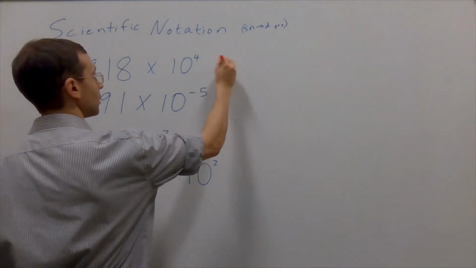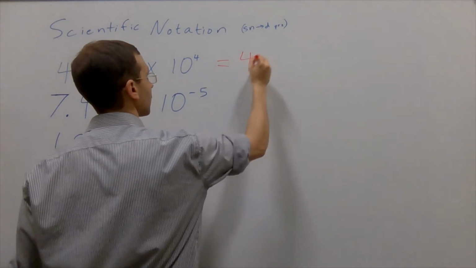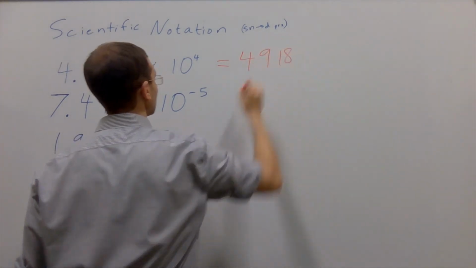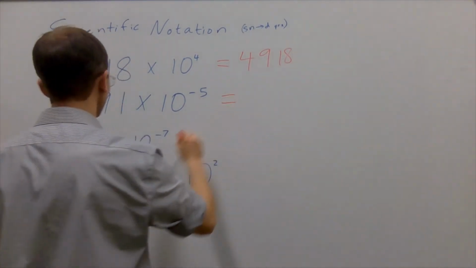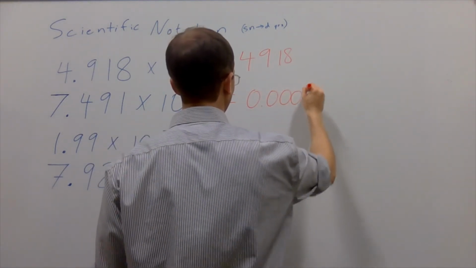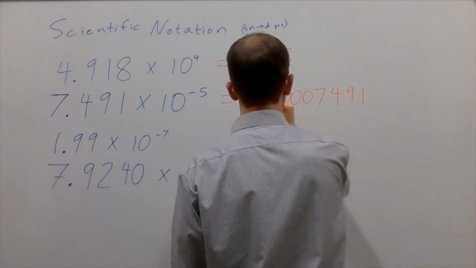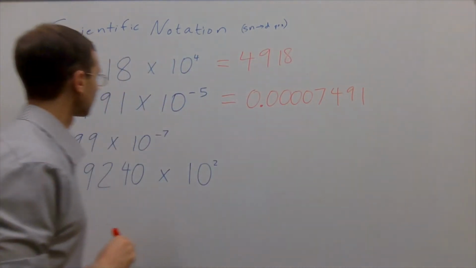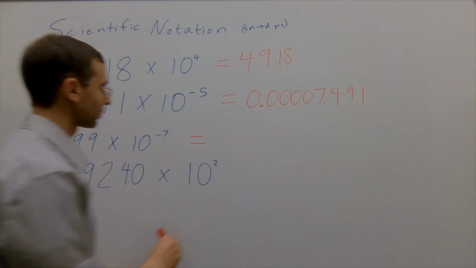And here, that 10 times 10 to the fourth will become 4,918. This one here, with that times 10 to the negative fifth, small number. This one's going to be an even smaller number.